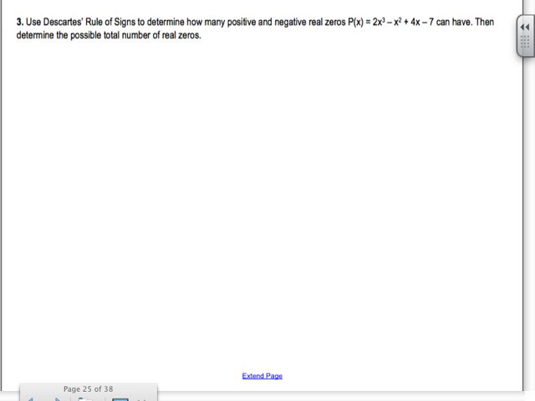Okay, so let's try another one. Do you guys want to try this one first? See what you get?